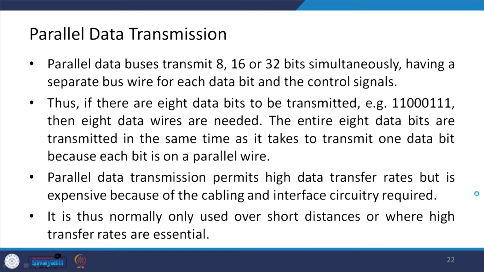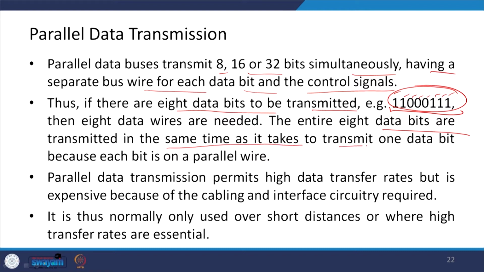In parallel data transmission, 8, 16 or 32 bits can be transmitted simultaneously, and they have a separate bus for each data bit and the control signal. Suppose I have an 8-bit data to be transmitted, just for example: 1, 2, 3, 4, 5, 6, 7, 8. Then 8 wires are needed basically, one wire for each bit, and the entire 8-bit data is transmitted in the same time as it takes to transmit one data bit, because each bit is on a parallel wire.